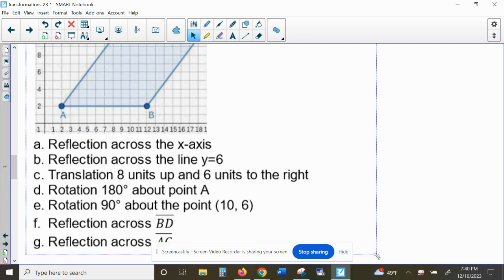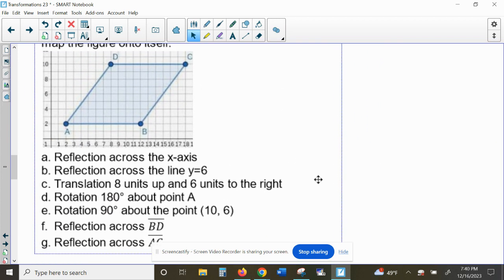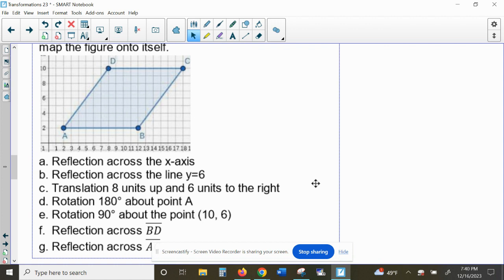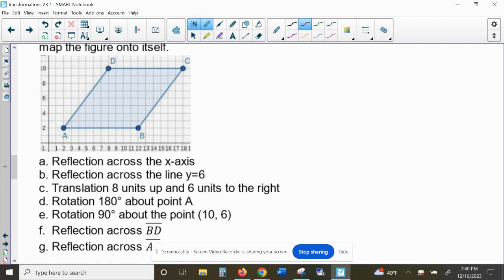If someone says select all that apply, that means you have to try every single one of them to see. So I have to check A, B, C, D, E, F, G and see which ones of those are going to work out. So let's try a reflection across the x-axis.